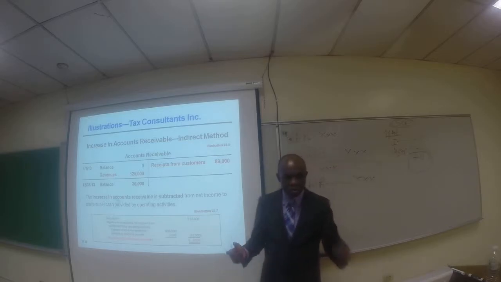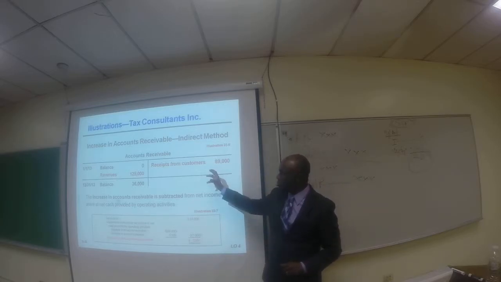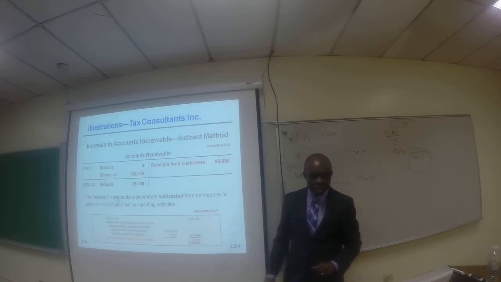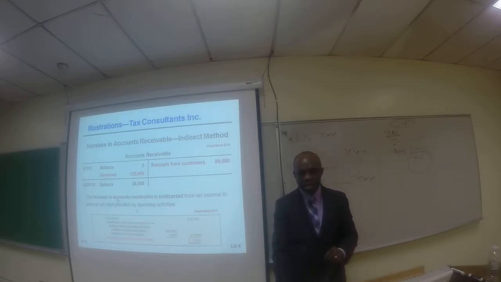This is where we left off in part 3. We are talking about how to determine the receipt from customers. So underneath this slide, take a look at what happened here. Underneath this slide, yes, net income. Again, we are using the indirect method.